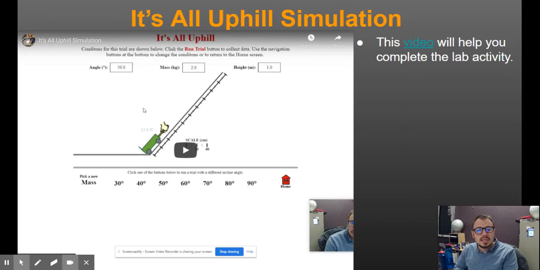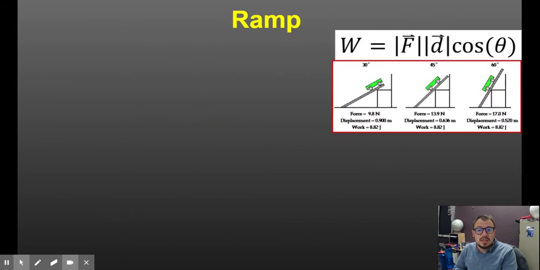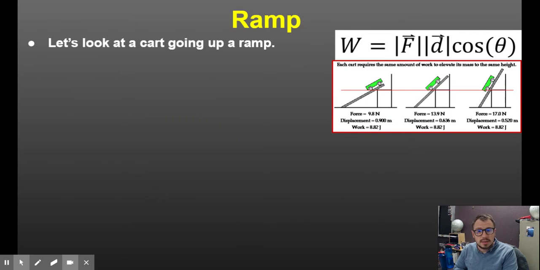So we're going to start this day with the It's All Uphill simulation. Now that leads us into the question, why does Ben Davis have stairs instead of a ladder? So that brings us to ramps, right?